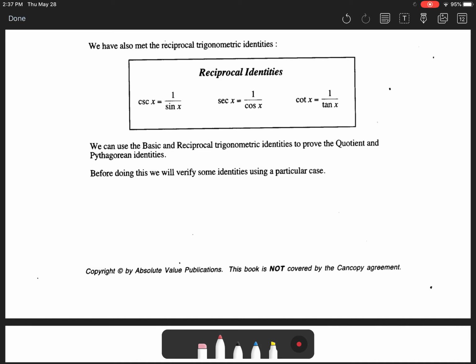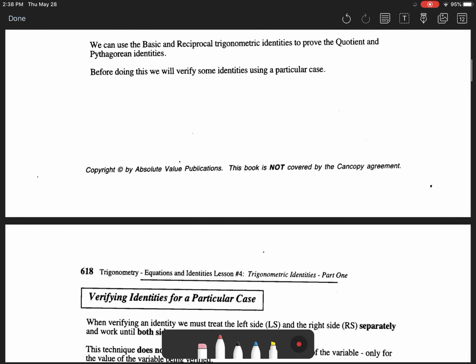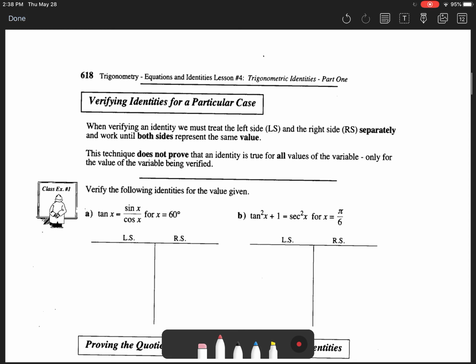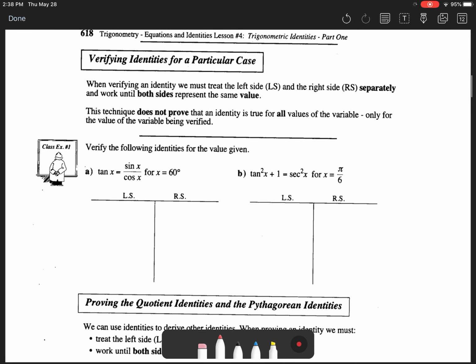We've also talked about reciprocal trig ratios, which you can see here. Cosecant of an angle is 1 over sine of that angle. Secant of x is 1 over cos of x, and cotangent of x is 1 over tan of x. We learned those reciprocal ratios early on, but these are what we call reciprocal identities. So when we're looking for the cosecant of an angle, I go 1 over the sine of that angle, and that's the value. We can use these basic and reciprocal trig identities to prove quotient and Pythagorean identities. Before we begin doing this, we're going to verify identities in a particular case.